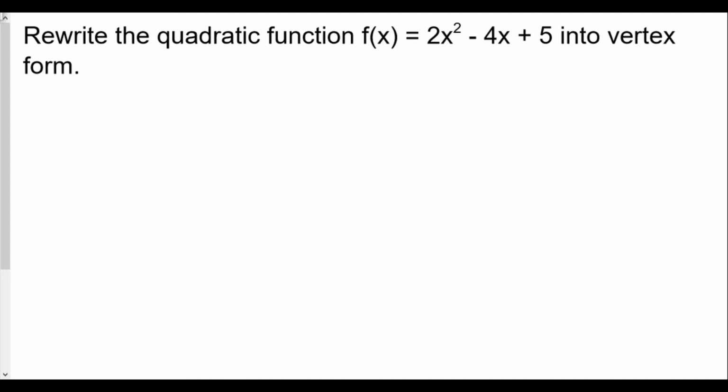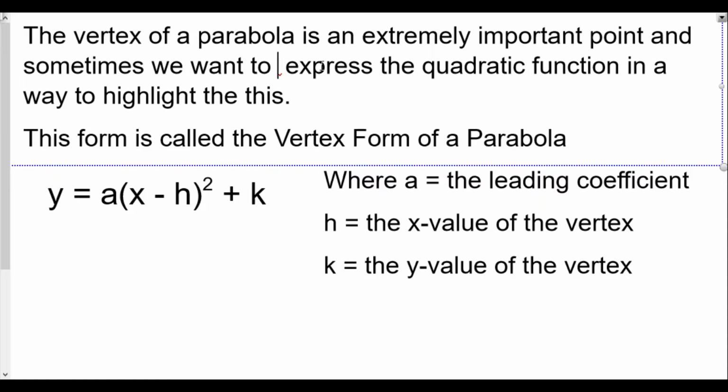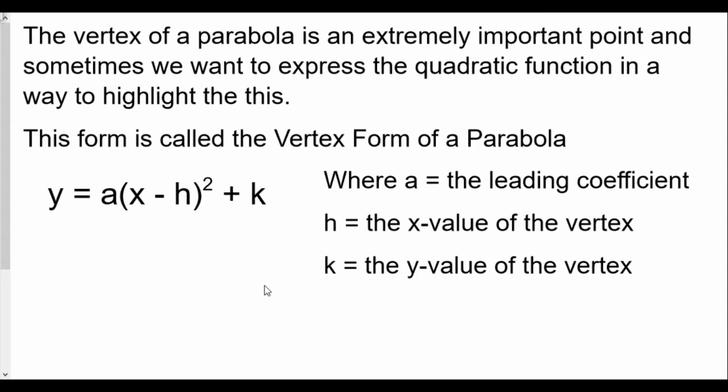So we are beginning with the first question here. Rewrite the quadratic function f of x equals 2x squared minus 4x plus 5 into vertex form. So what is vertex form, and why do we write something in the vertex form? The vertex of a parabola is an extremely important point, and sometimes we want to express the quadratic function in a way to highlight this. Apologize for these errors.